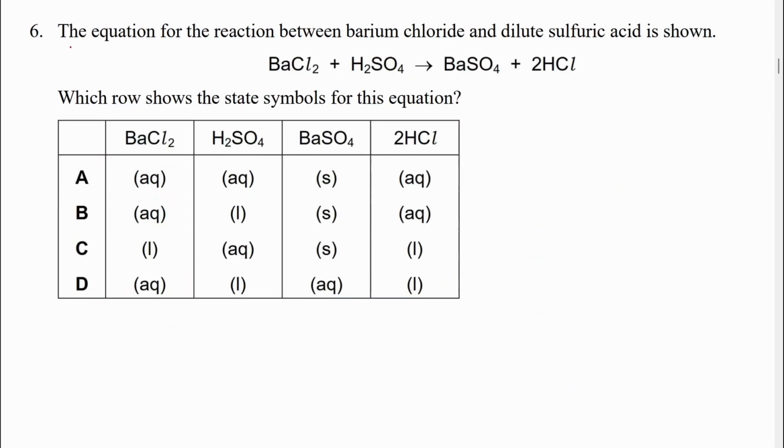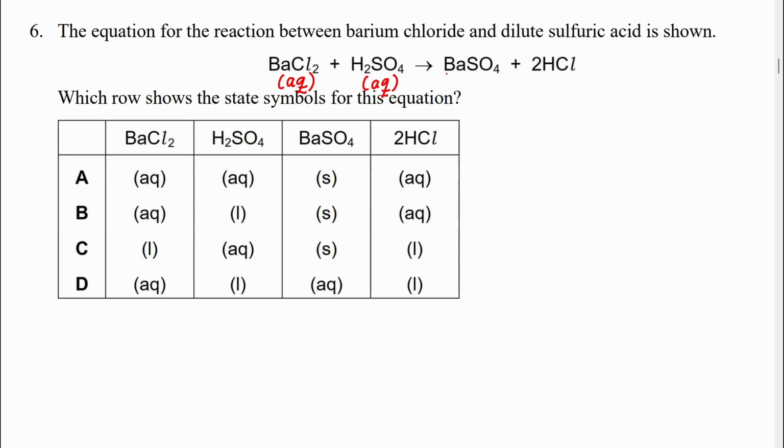Next question. The equation for the reaction between barium chloride and dilute sulfuric acid is shown. Which row shows the state symbol for this equation? Okay, so what is the state for barium chloride? If you still remember my previous video about this topic in part 1, you will know barium chloride is aqueous. Okay, and what is H2SO4? This is sulfuric acid. All acid can dissolve in water, so this is also aqueous.